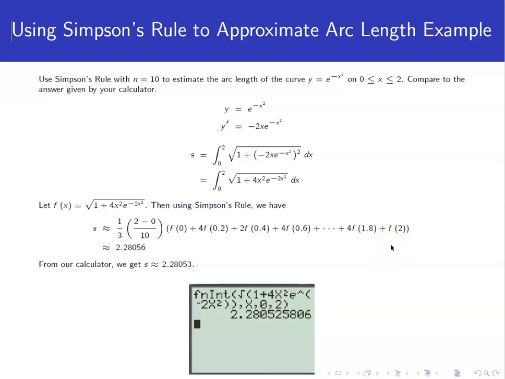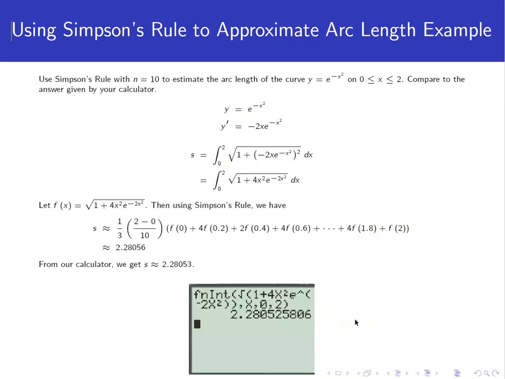And then remember, our coefficients on f in the sum alternate 4, 2, 4, 2, and so on, ending in 4, except for the first and the last ones. Those are just a coefficient of 1 in both of those. If you go through and plug all those values in and add it up and simplify, or I should say approximate, we'll get 2.28056 using Simpson's rule.